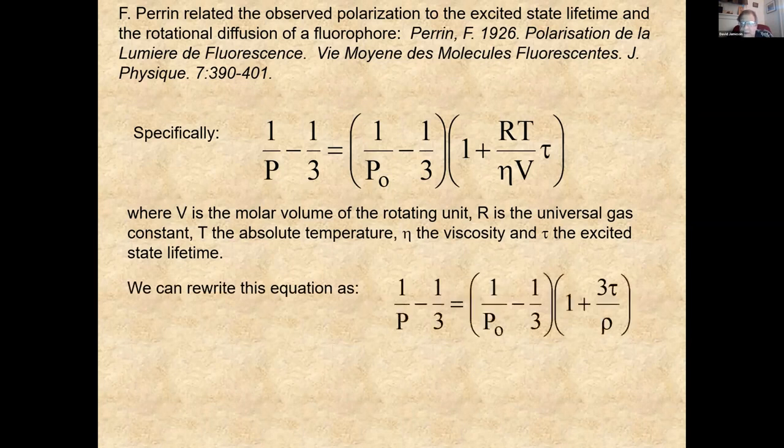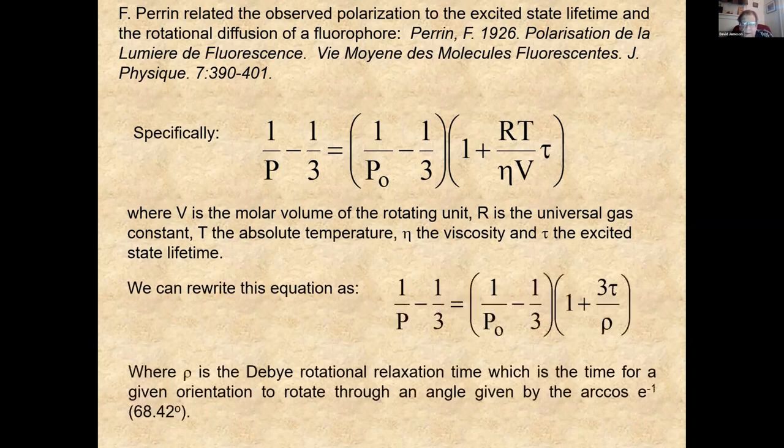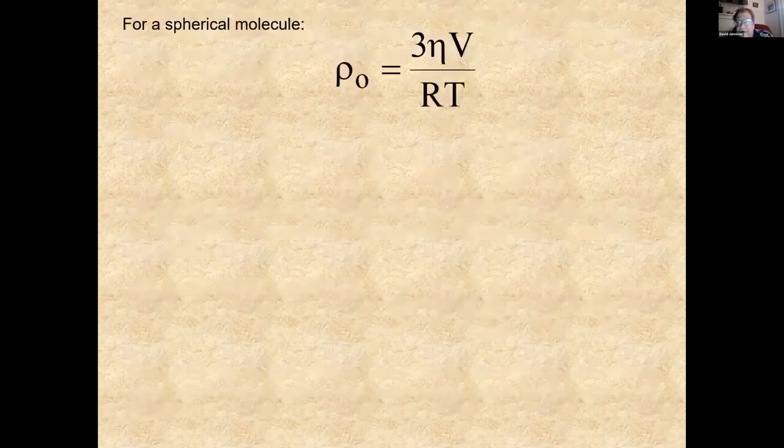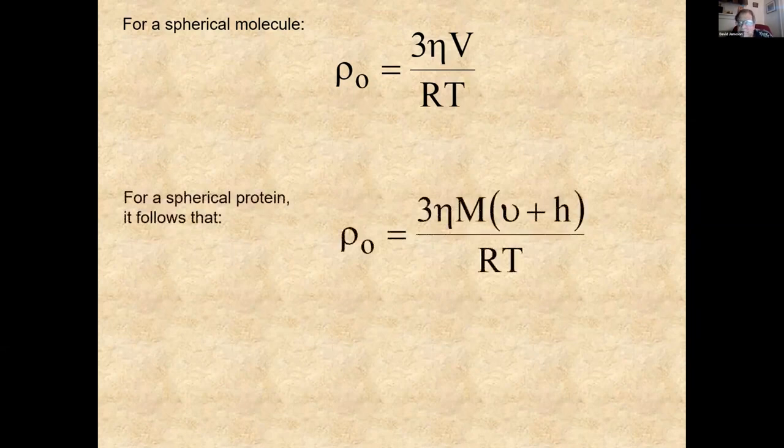So we can rewrite this equation like this, where tau sub rho is the rotational relaxation time, the time it takes to rotate an orientation through an angle of the arc cosine of 1/e, about 68 degrees. And for a spherical molecule, rotational relaxation time is 3 eta V over RT. For a spherical protein, you have this equation where you have the molecular weight, the partial specific volume, and the hydration. So immediately you see that obviously polarization is very good for looking at rotating macromolecules, and that's important in biological studies.